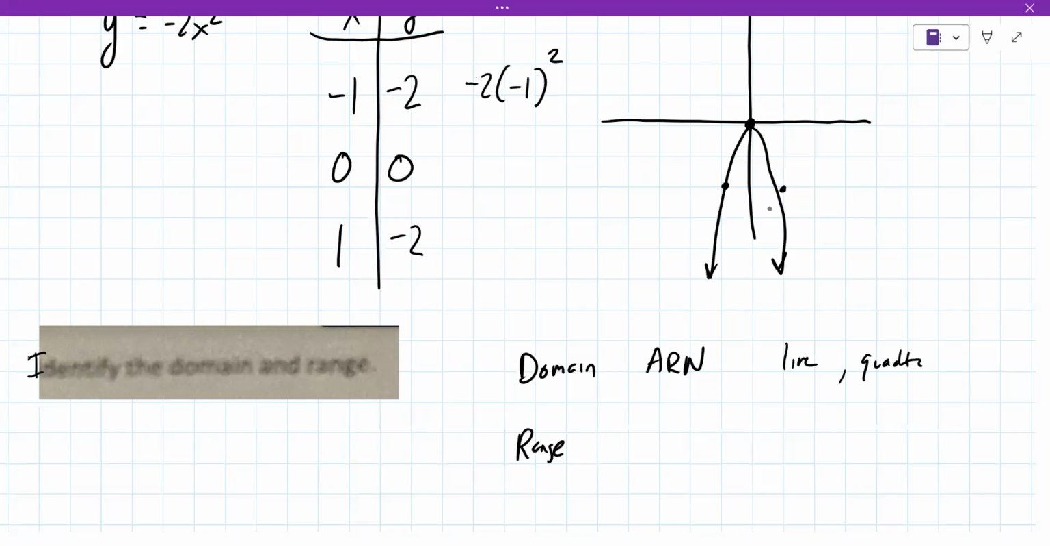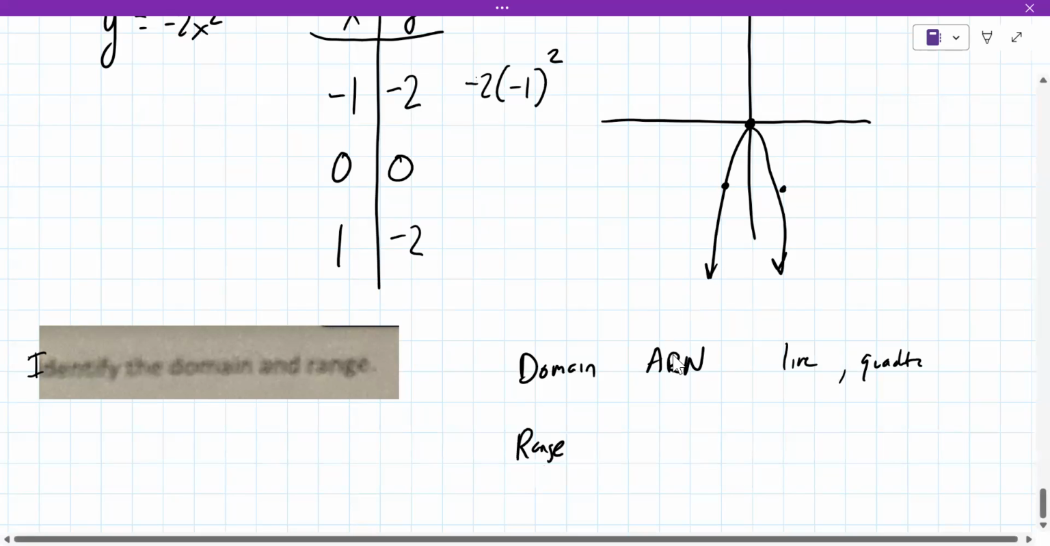Let me know when you're ready for the range. Wait, so is the domain just all real numbers? That's the answer. It's everything. Yeah, it's all real numbers. There's no restrictions. What's in the range?